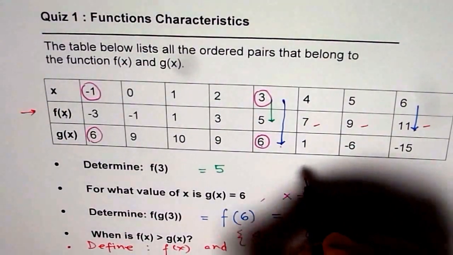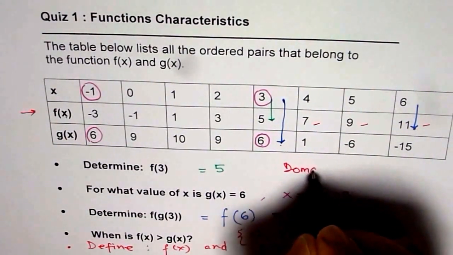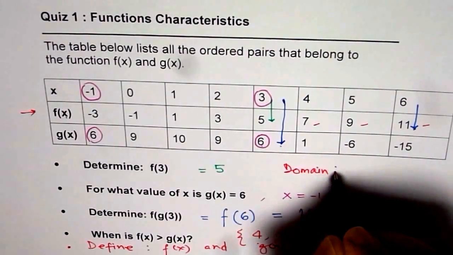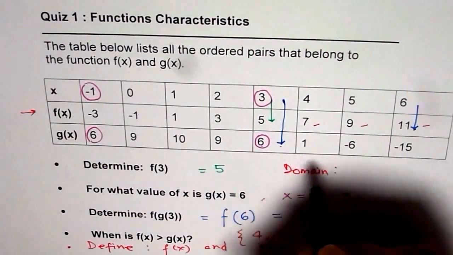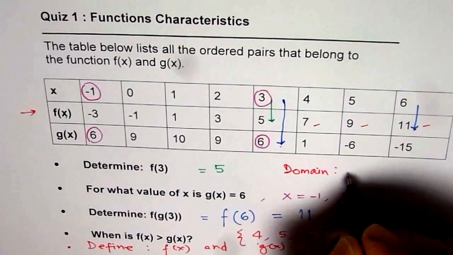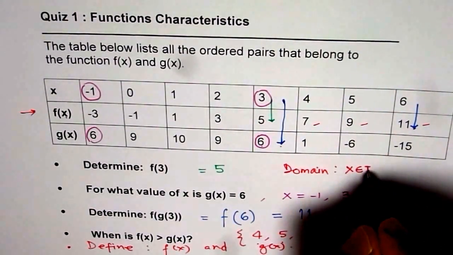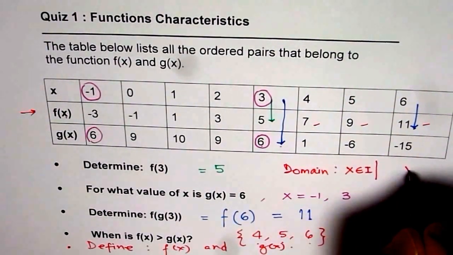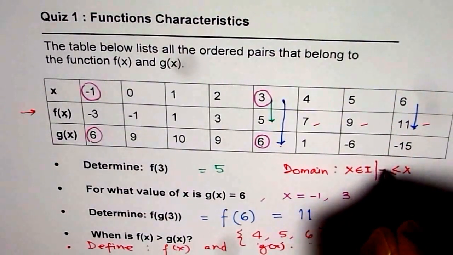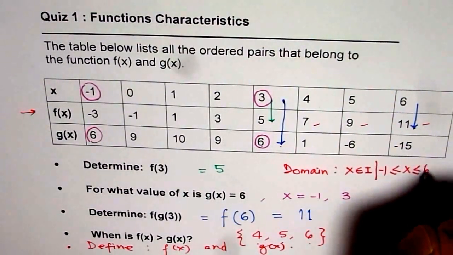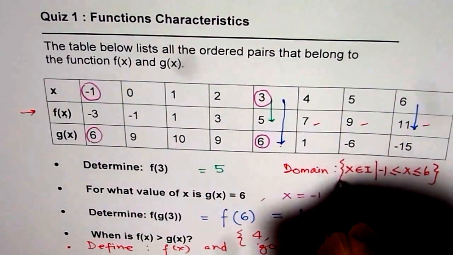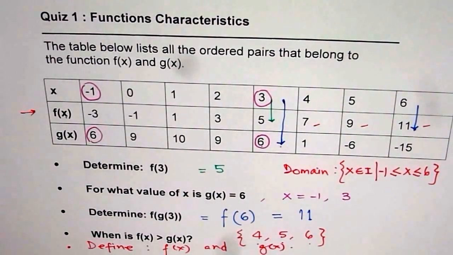You should write the domain as, you could write x is equal to these values, or you can say x belongs to integers where x is greater than or equal to -1 and less than or equal to 6, right? So these are the x values for which your functions f of x and g of x are defined. So remember that part when you do this question. That's kind of an important question for you to practice. Thank you and all the best.